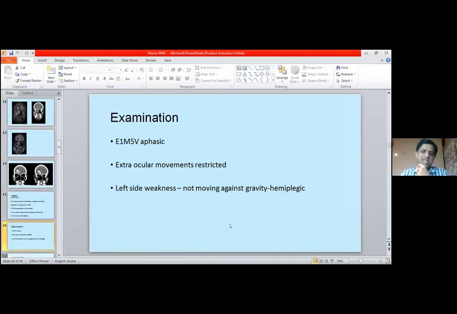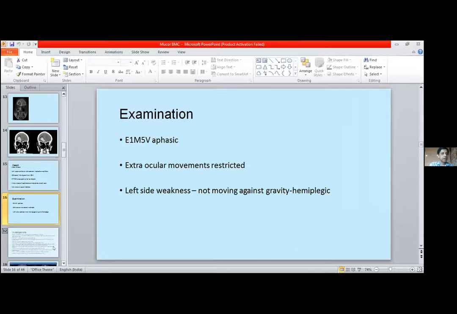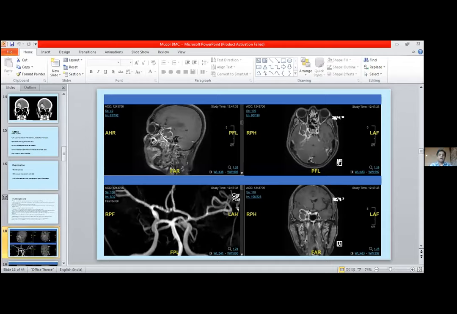On examination, his condition was not good. He was aphasic. He was just localizing to pain with left side, almost 1 to 2 by 5. That is very minimal movement of the limbs. His MRI was done. Now, this MRI is showing a lesion in the right temporal area. This lesion is peripherally enhancing with central area of necrosis. The cavernous sinus area is involved.